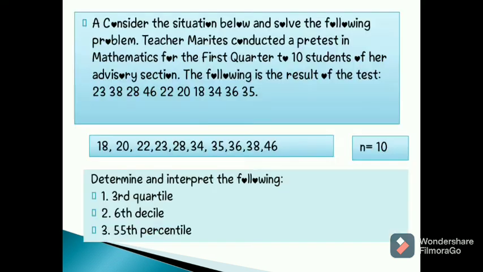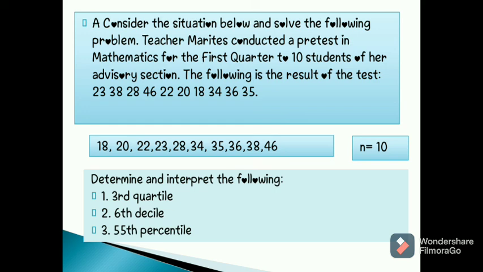Okay, here is the question or the problem. Consider the situation below and solve the following problem. Teacher Marites conducted a pre-test in mathematics for first quarter to 10 students of her advisory section. The following is the result of the test: 23, 38, 28, 46, 22, 20, 18, 34, 36, and 35.